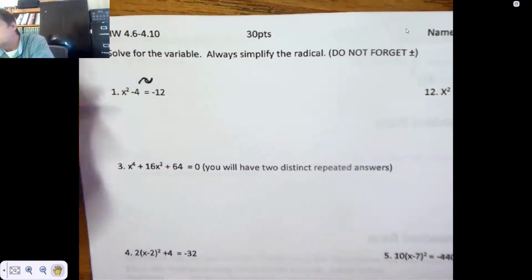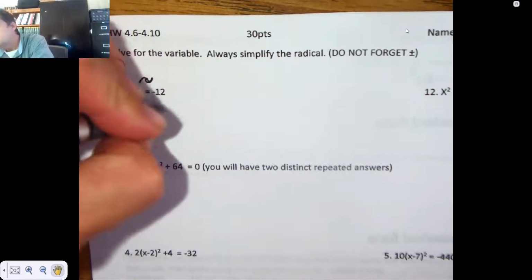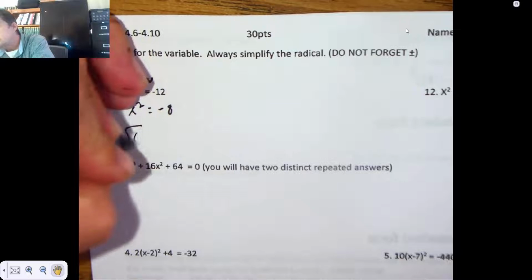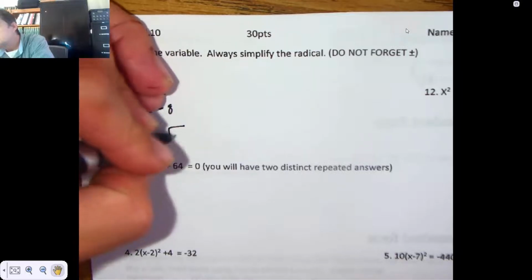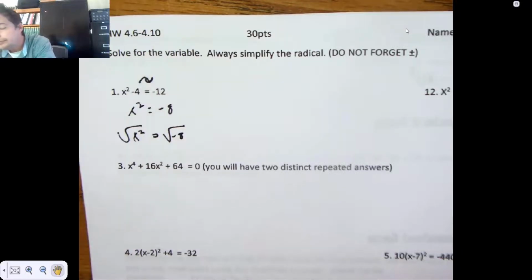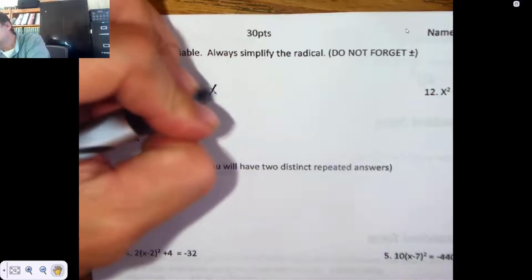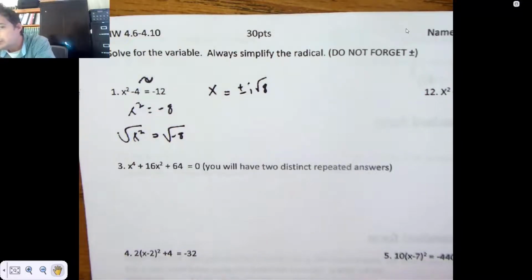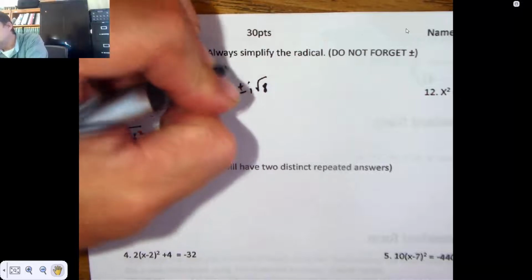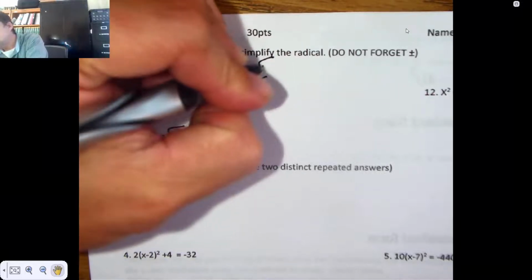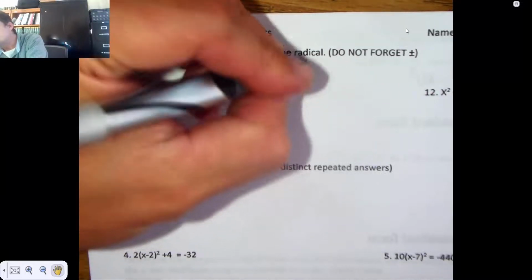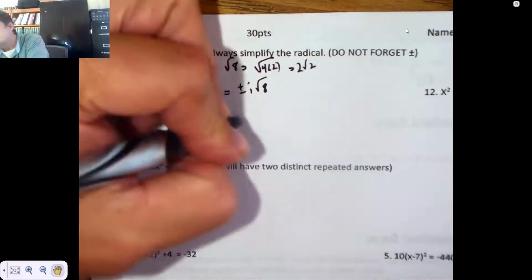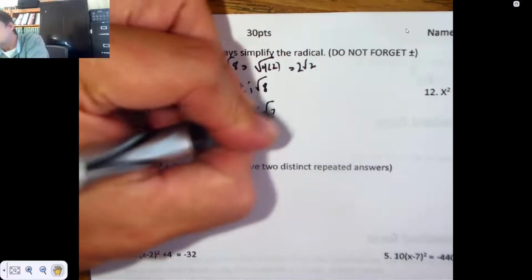You add 4. Negative 12 plus 4 is negative 8. You counteract a square with a square root. You go, aha, that's imaginary. But wait, there's more. The root of 8 is the root of 4 times 2, which is 2 root 2. So x is plus or minus 2i root 2. That's how hard that is.